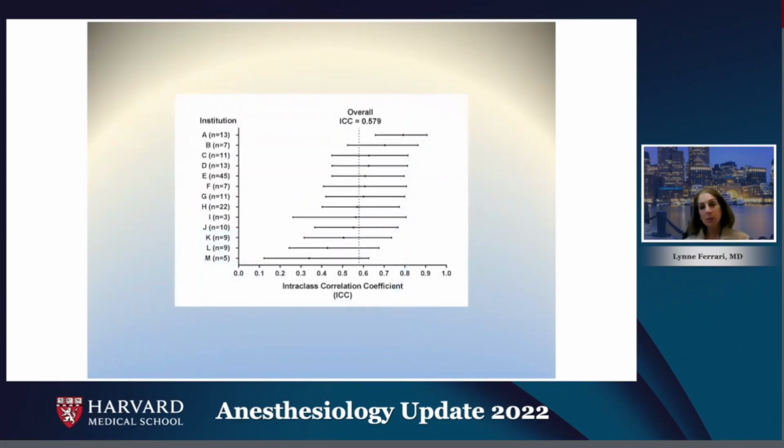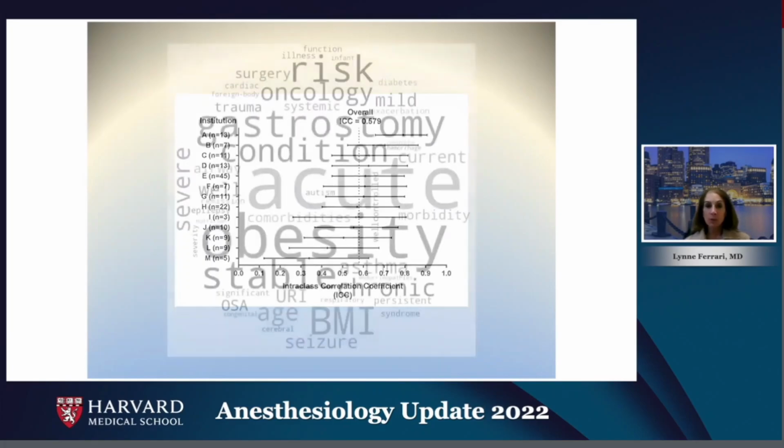What we also did, which was interesting, is look at the intraclass correlation coefficient within each institution. And you can see that institution A, for instance, had very little variability within their providers, whereas institution I had great variability within their own institution. So this is such a subjective categorization, even within individual institutions.